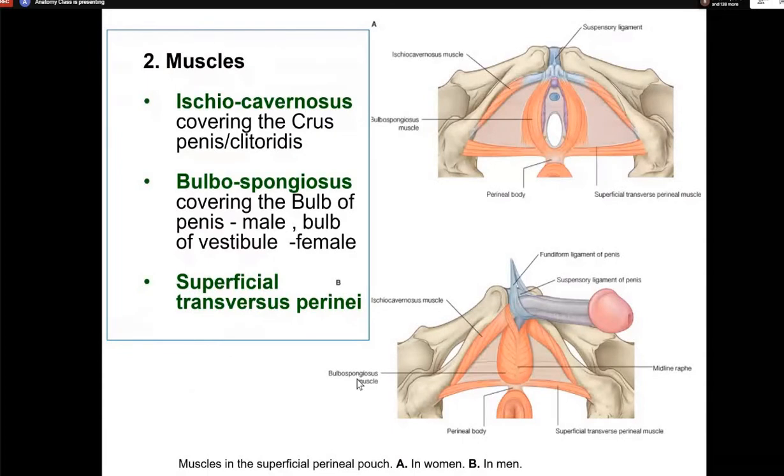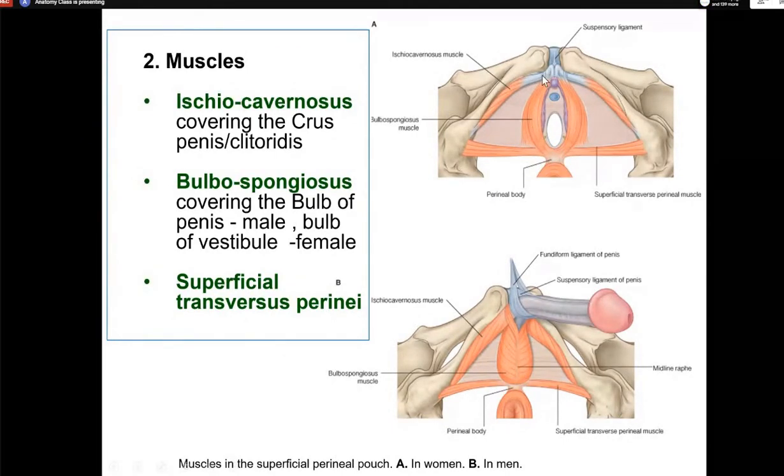Now, the muscles which are present in the superficial perineal pouch are 3 on either side. So altogether, there are 6. Now, this one is the diagram of the female, and this one is the diagram of the male. So in the female also, you can see this erectile tissue over here. This is the crus or crura of clitoris. Now, the crura of clitoris is covered by one muscle that is known as the ischiocavernosus. Now, why is this known as ischiocavernosus? Because this is attached to the ischium, ischiopubic ramus attachment. So this is known as the ischiocavernosus.